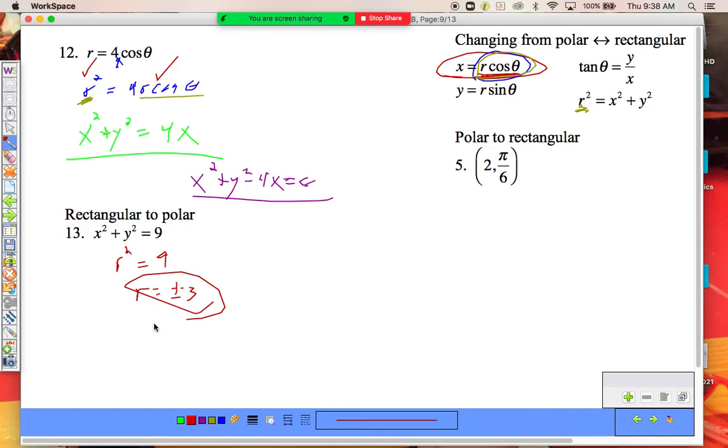So we change r squared to x squared plus y squared equals 9. I'm going to solve for r, because you always want r equals, not r squared equals, and I get r equals plus or minus 3. Very straightforward, I hope.